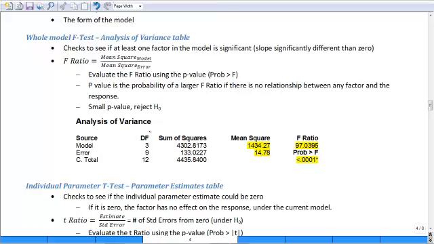The F ratio compares the mean square model with the mean squared error. It forms a ratio of the two. The ratio that we have here is 1434 divided by 14, which gives us an F ratio of 97.0395. The probability of a more extreme F ratio, if there's no relationship between any factor and the response, is less than 0.0001. So we know from this that at least one factor in the model is significant.